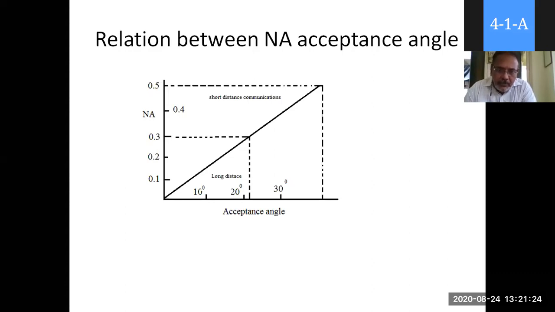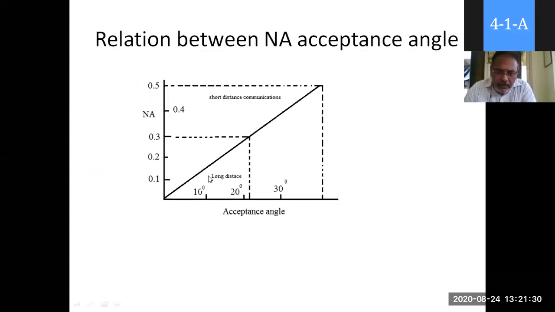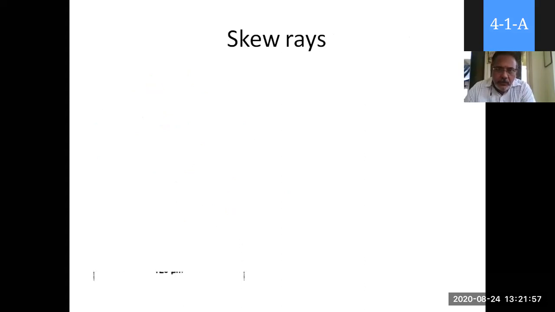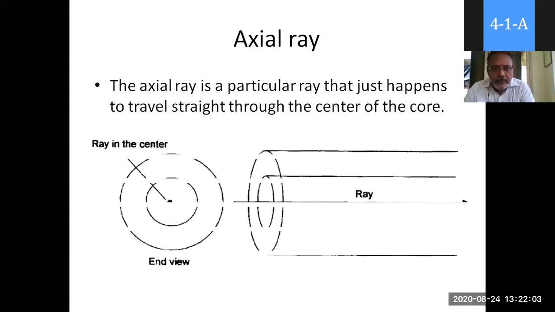So in this, you can see here, this particular region is useful for long distance communications, and similarly, higher numerical aperture and higher acceptance angle are useful for short distance communication. So this is very important. This particular graph helps us to analyze the propagation for the longer distance or shorter distance. So with this, I will go back to our next discussion now.